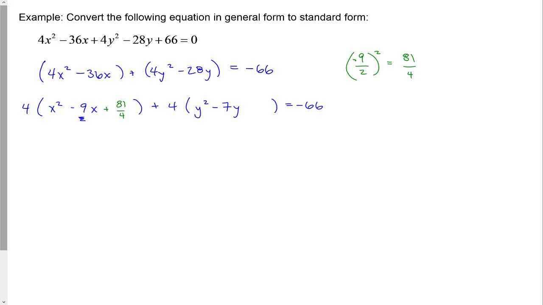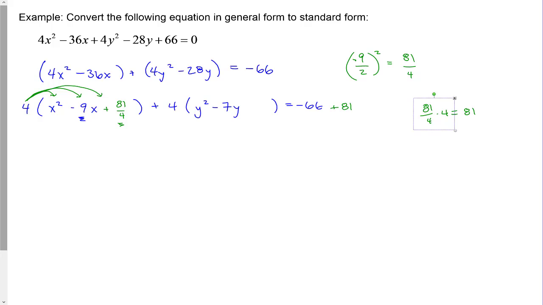All right, now in order to balance everything out, the thing that I have to pay attention to is I can't simply just add 81/4 over here, because the problem with that is I'm not actually adding 81/4 right here. Everything in this set of parentheses is being multiplied by 4. So this is actually 81/4 times 4. 81/4 times 4 is just 81. So what I need to do is add 81 over here on this side.